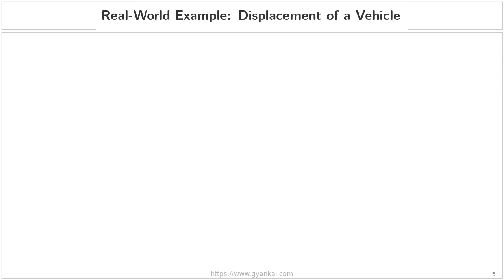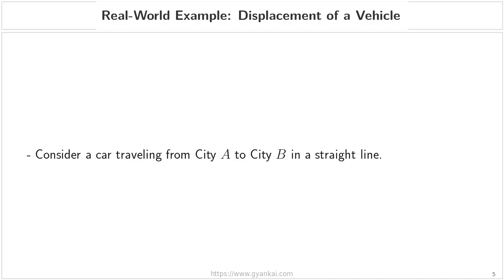Real-world example: displacement of a vehicle. Now that we have covered the theoretical definitions of the initial point, terminal point, and magnitude, let's put all these concepts into practice with a real-world scenario. Imagine a car traveling in a straight line from city A to city B. We can use this journey to break down the anatomy of a vector step by step.